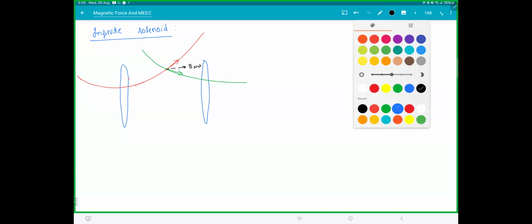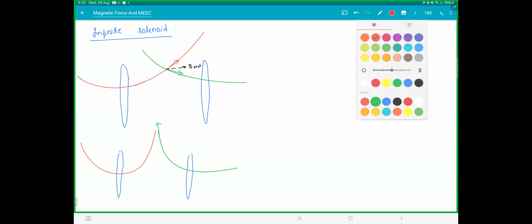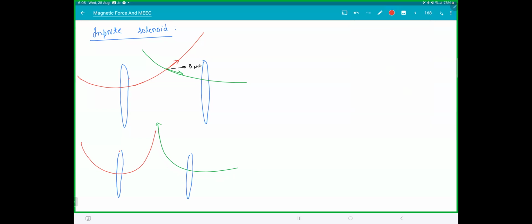Same way, if you take, remember, I'm taking only two of them. There are multiple of them. And when you go outside the field lines, I'm just exaggerating the figure. You can clearly see this is going this way, and this is going this way, and this field is coming downward. So outside the field will cancel out.